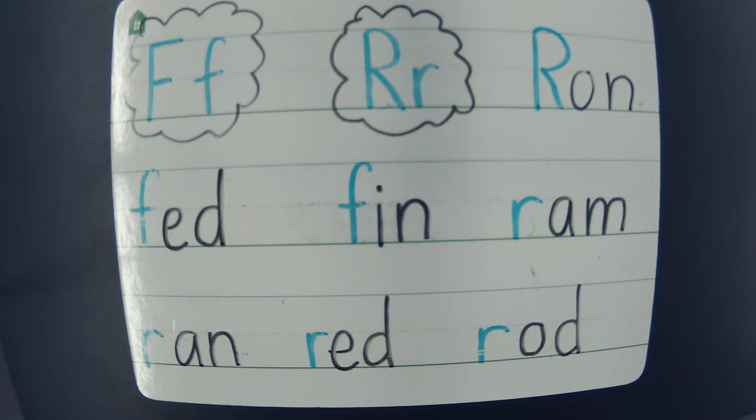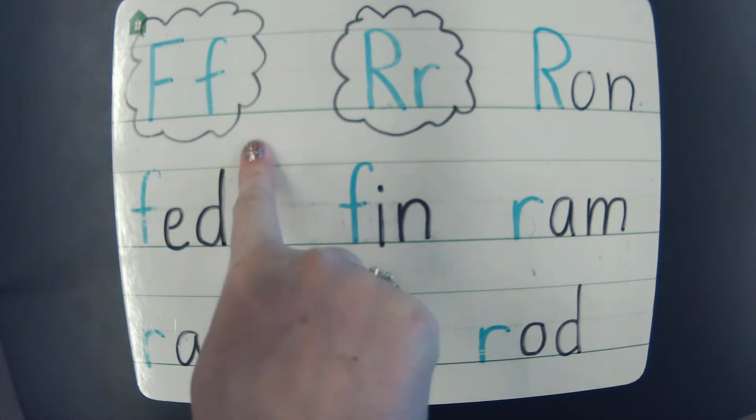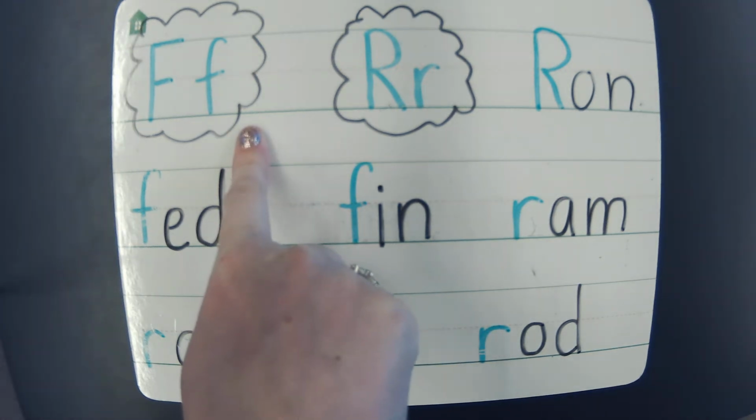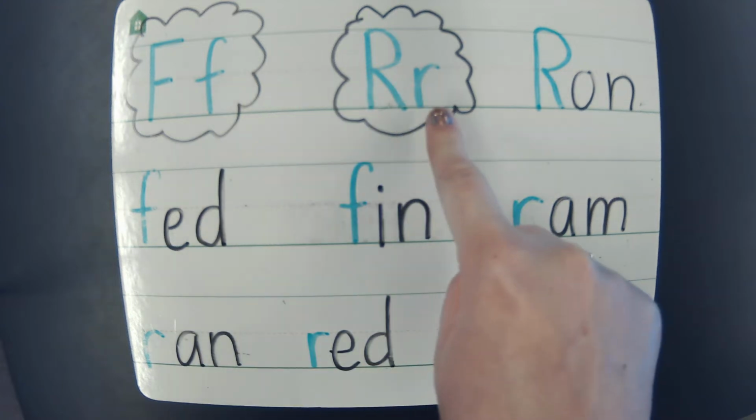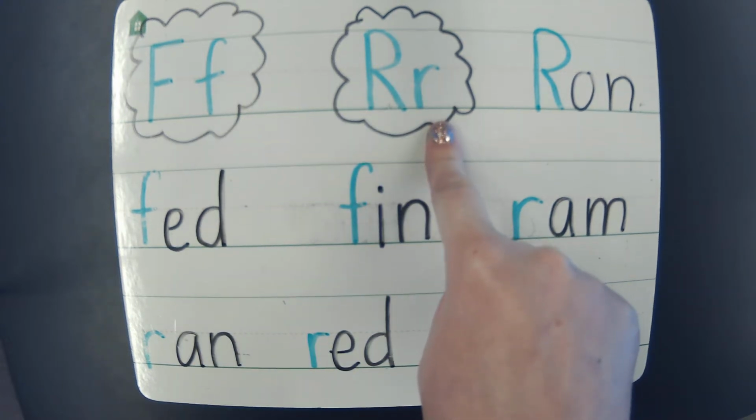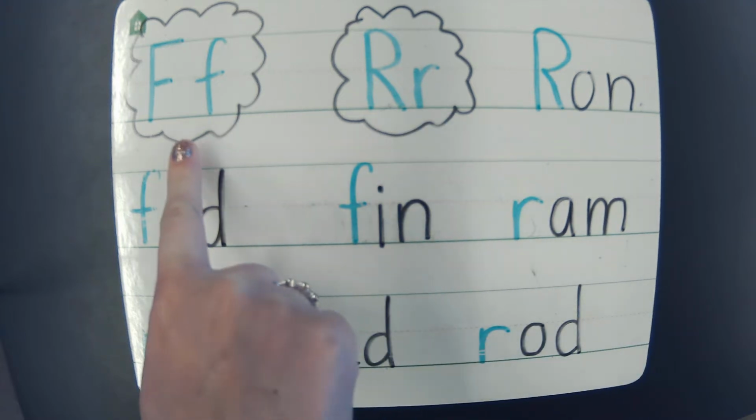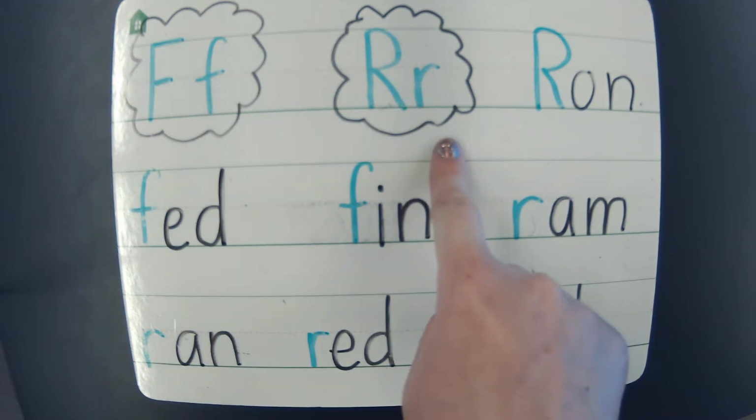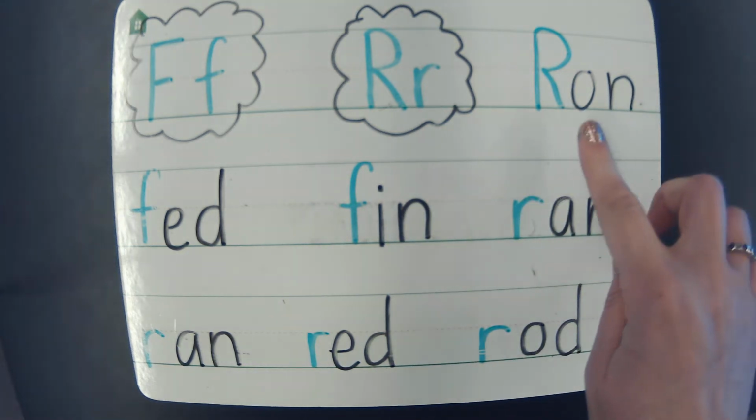Let's practice our letter names and sounds before we start reading. What's this letter? F. And what sound does F make? What's this letter? R. And what sound does R make? R. So we have F and R. Let's sound out these words.